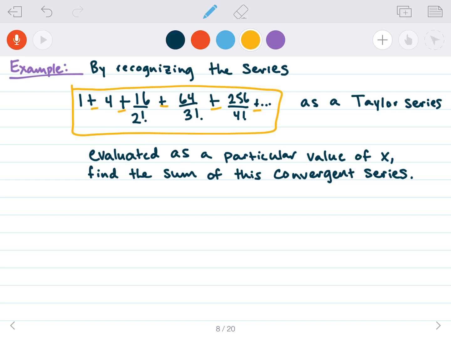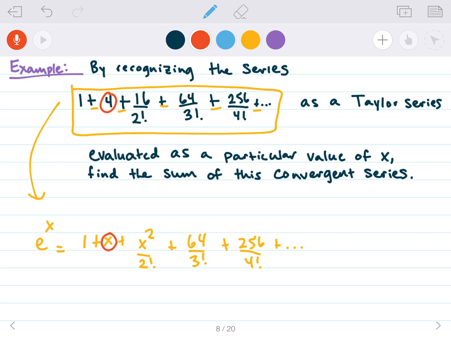So we have that e to the x is equal to 1 plus x plus x squared over 2 factorial plus x cubed over 3 factorial plus x to the 4th over 4 factorial, and so forth. Sorry guys, I'm not writing very well tonight. So in order to match this up to what we have, what does x have to be? Well, it's pretty clear that 4 is in the position of x, so x should be 4. And we could check that. Is 4 squared 16? Yep.